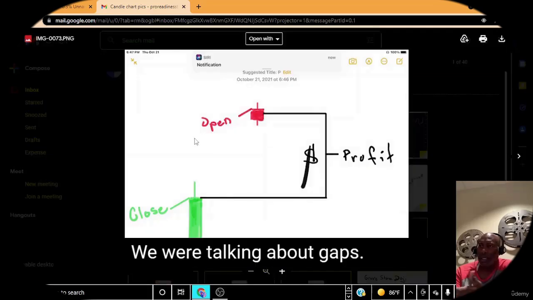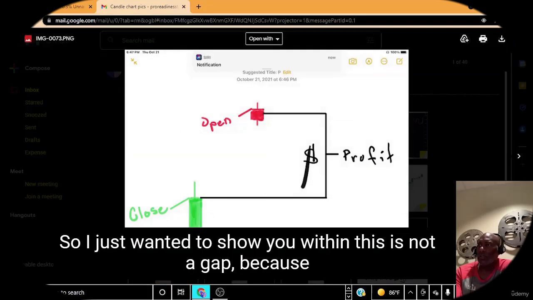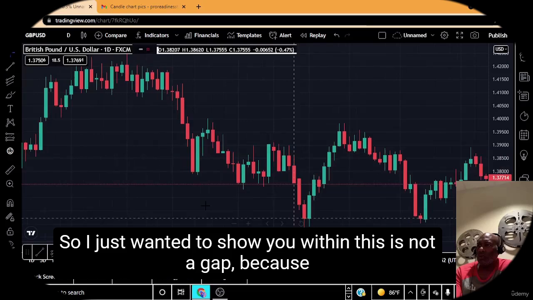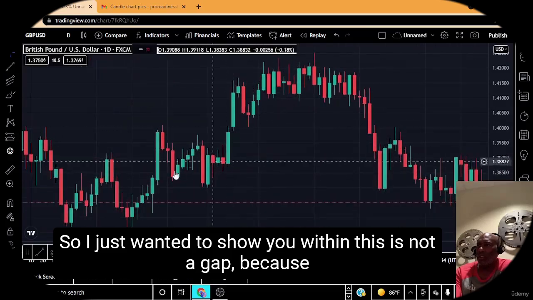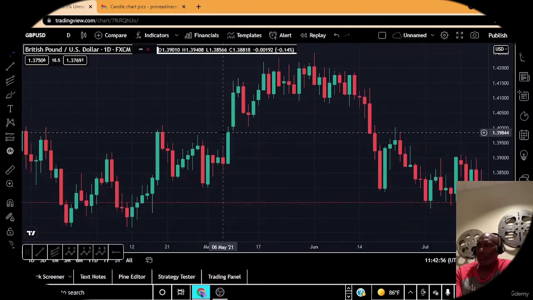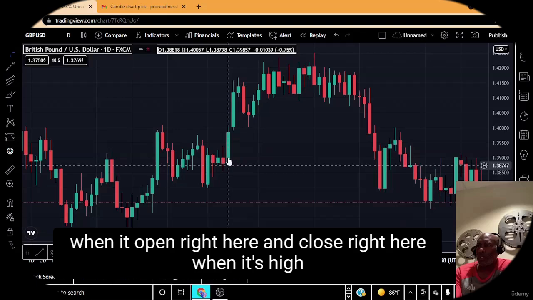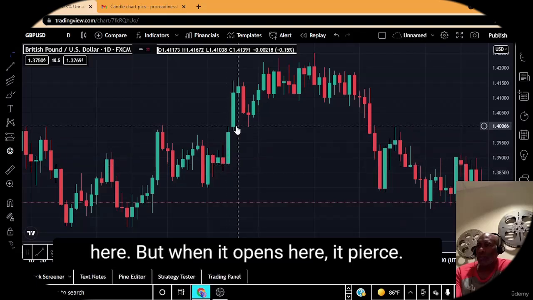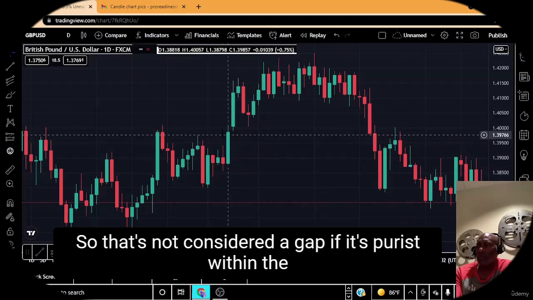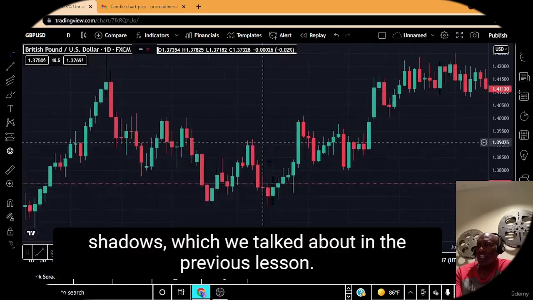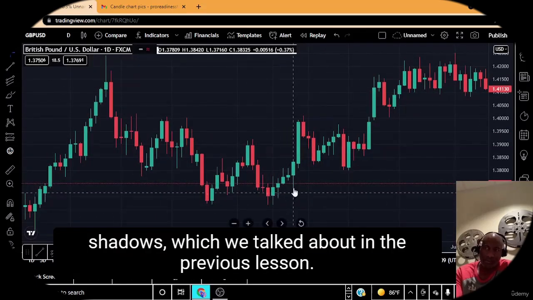We were talking about gaps, right? And I just wanted to show you within. This is not a gap because when it opened right here and closed right here, when its high is here, but when it opened here, it pierced it. So that's not considered a gap if it's pierced within the shadows, which we talked about in the previous lesson.